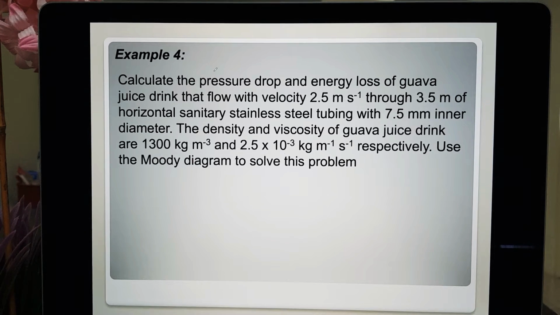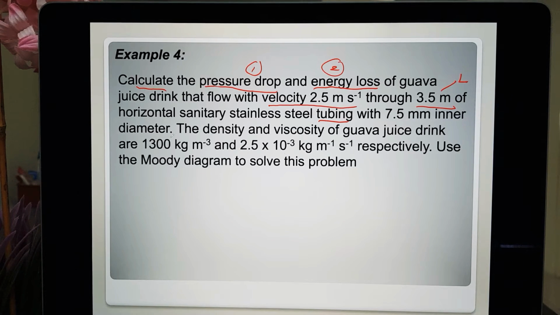So what you need to do, the question asks you to calculate pressure drop, followed by energy loss, meaning you need to calculate two things. The first one is pressure drop and the second one is energy loss of guava juice drink. The velocity is 2.5 meter per second. And 3.5 meter indicates the length of the stainless steel tubing.